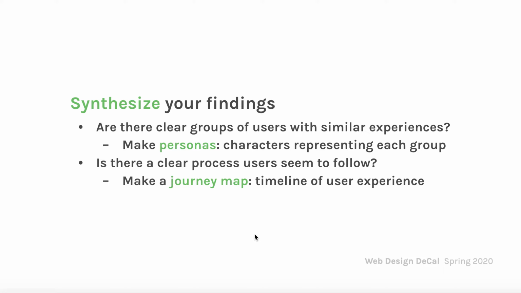Another method of synthesizing your findings is making a journey map. If there's a clear process your users seem to follow, for example, how they might learn about resources on campus, you can make a timeline of their user experience. They see a flyer and then they ask their advisor about it and then they get involved or something like that.